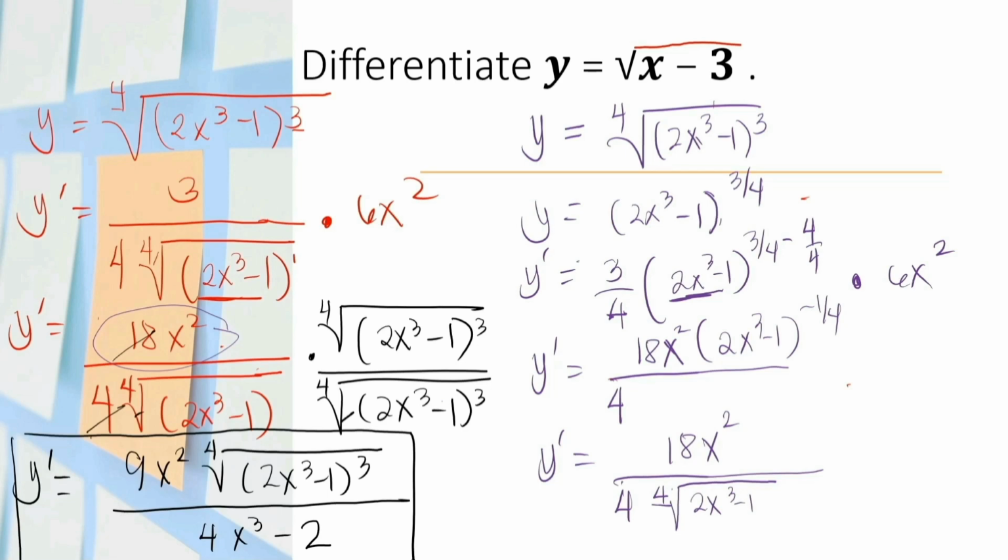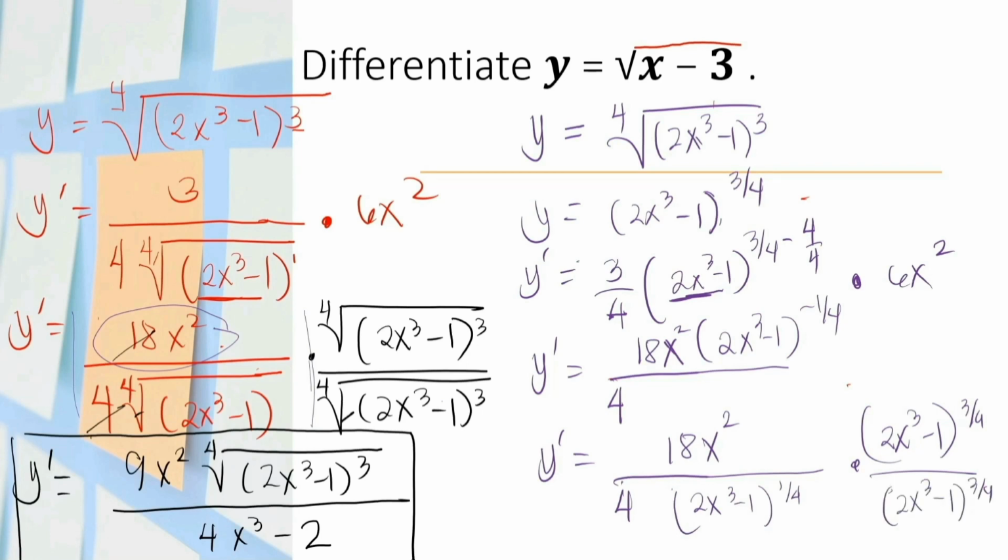So choice niya lang kung ano yung mas gusto nyo. So, naka-root yan, so you can rationalize it. So, pwede nyo naman gawing 1/4 yan. Yan. Tapos, multiply nyo both sides by 2x cubed minus 1 raised to 3/4. Okay? So, same lang din.